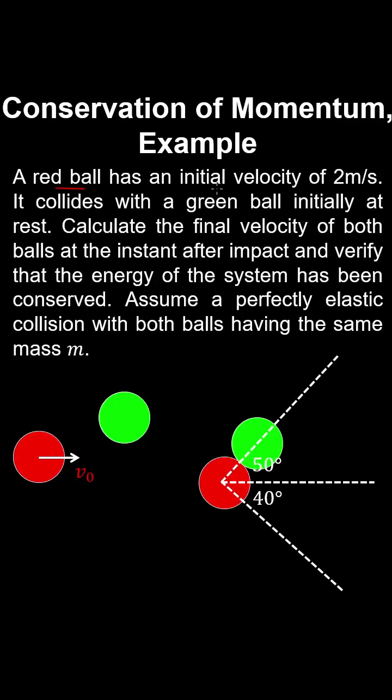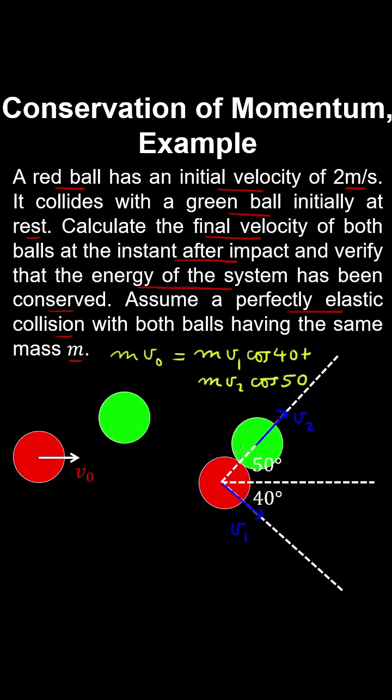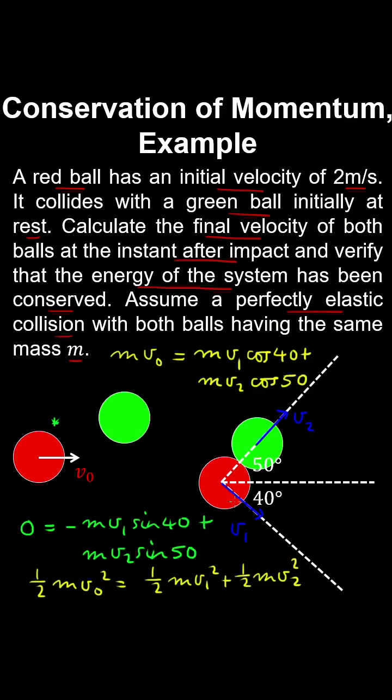A red ball has an initial velocity, and it collides with the green ball that's initially at rest. Calculate the final velocity of both balls at the instant after impact, and verify that the energy of the system is conserved. Assume a perfectly elastic collision with both balls having the same mass. So applying a conservation of momentum in the horizontal direction, where after the collision, the velocities of the balls look something like this. And we have a similar expression for the conservation of momentum in the vertical direction, where the initial momentum in the vertical direction is 0. And to verify that the energy of the system has been conserved, this equation must be satisfied. And post your answer in the comments.